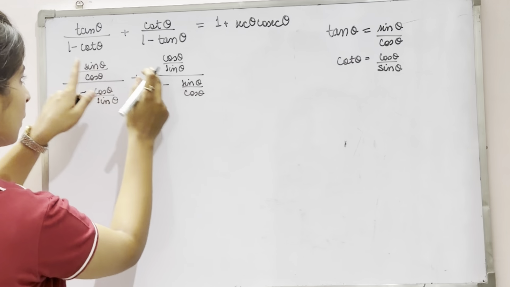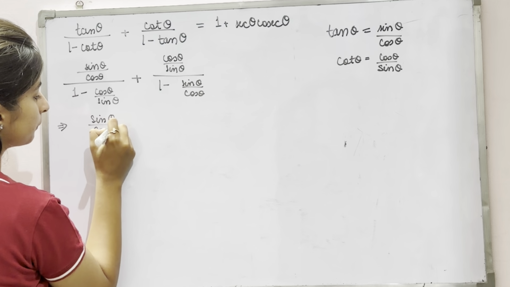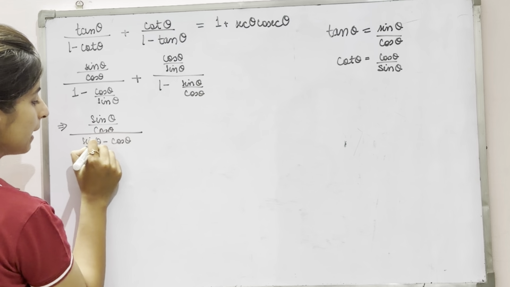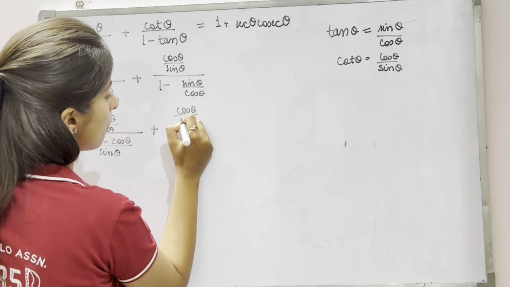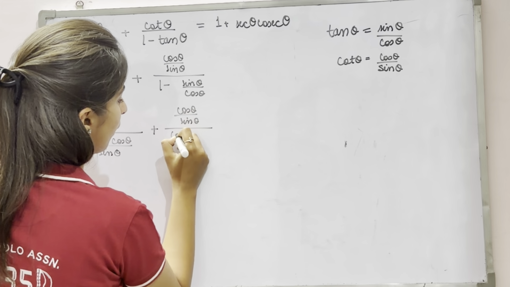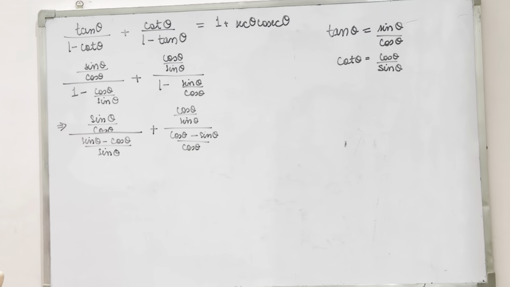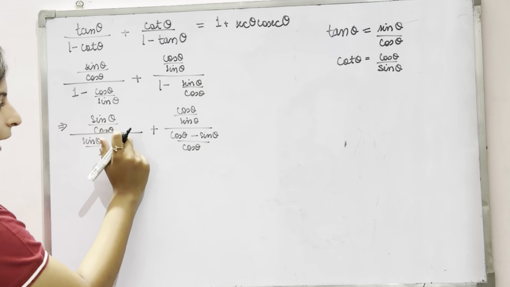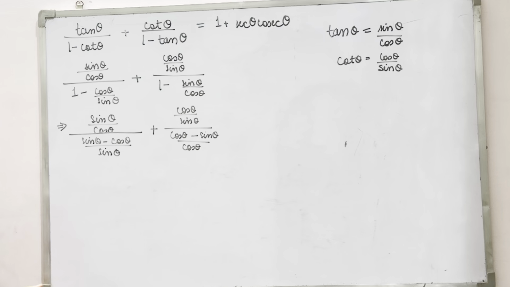I am taking a common LCM over here. The top terms remain as it is. Sin theta upon cos theta divided by, this becomes sin theta minus cos theta when I take the LCM, upon sin theta, plus cos theta upon sin theta divided by cos theta minus sin theta upon cos theta. Then what I am going to do is, these two terms are divided. This is one ratio, this is another ratio, and they are divided. What does it mean? The sign converts into multiply and it flips.